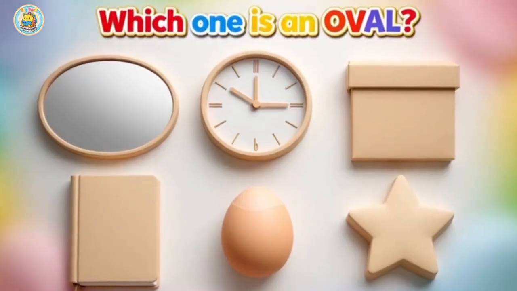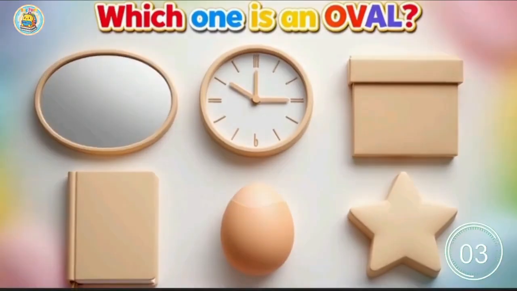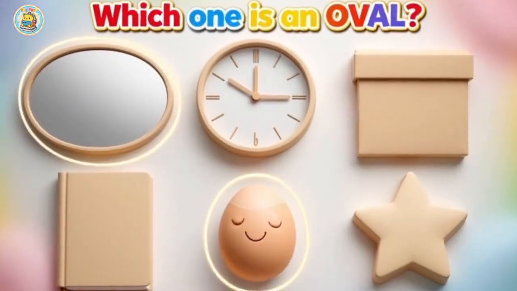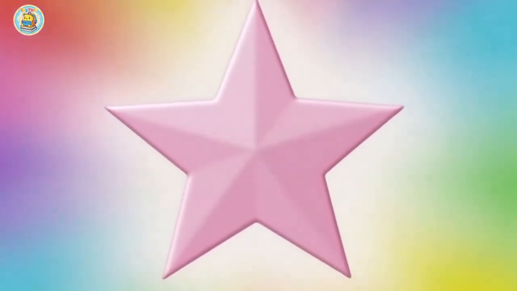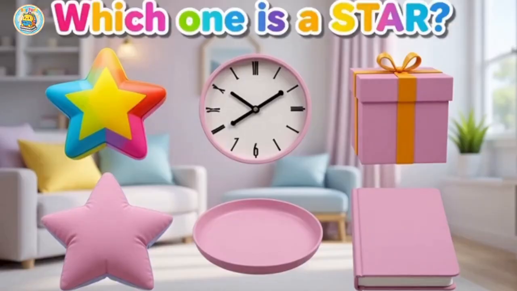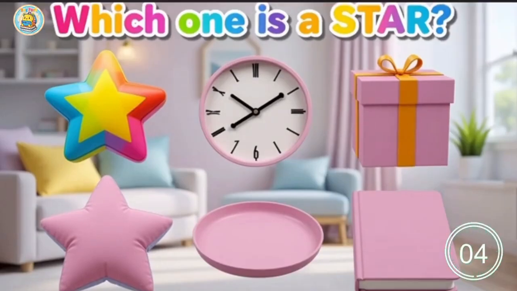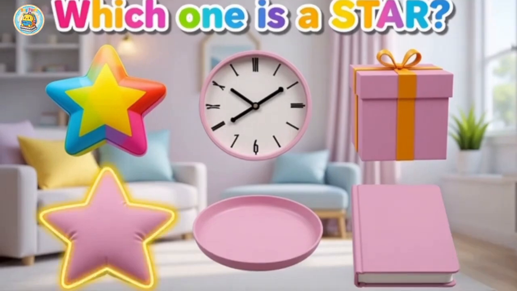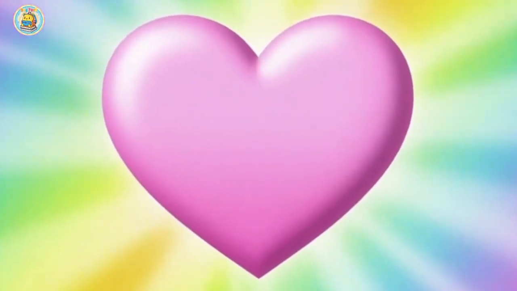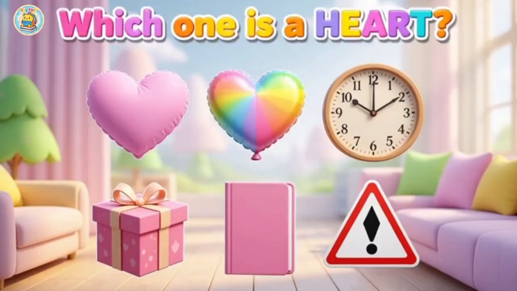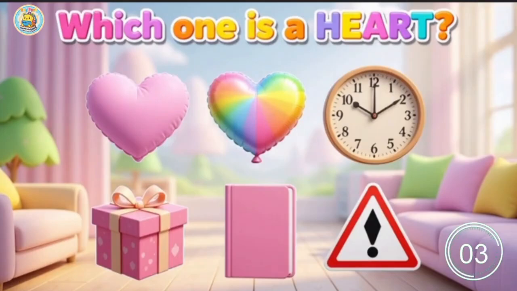Oval. Which one is an oval? 5, 4, 3, 2, 1. Star. Which one is a star? 5, 4, 3, 2, 1. Heart. Which one is a heart? 5, 4, 3, 2, 1.